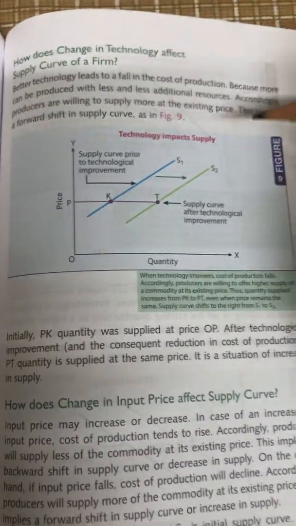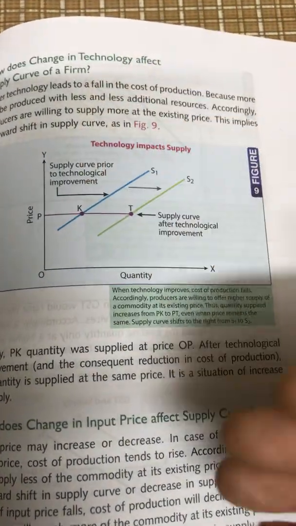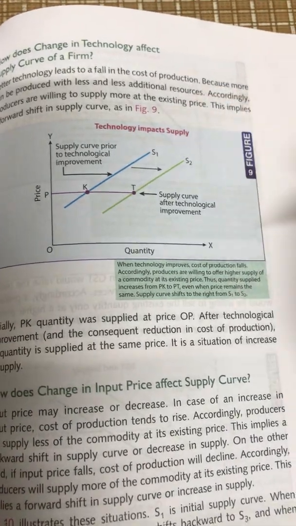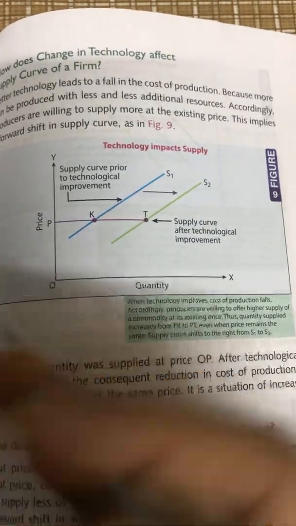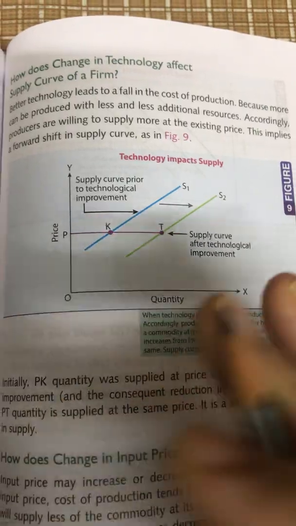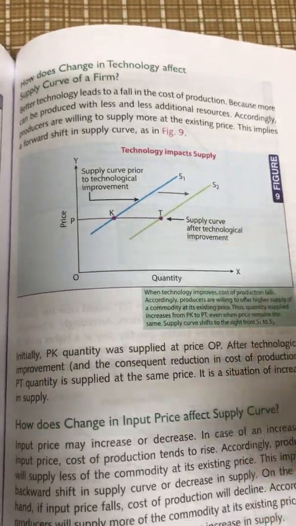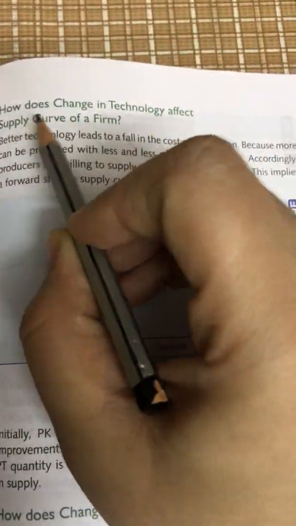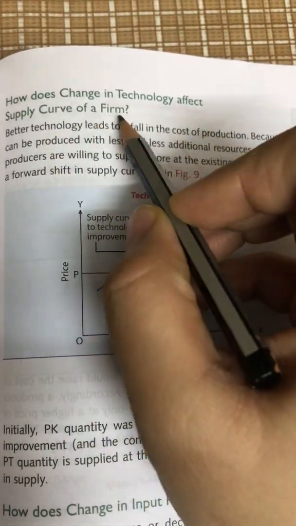Coming to the next topic of the chapter. Now, all the topics which we are going to discuss in this particular video are related to increase and decrease of supply, where the price is constant and the change is happening because of other factors. Now, how does changing technology affect the supply curve of a firm?